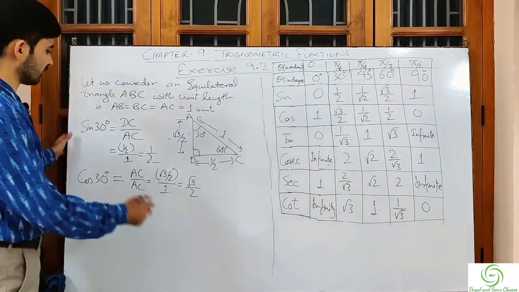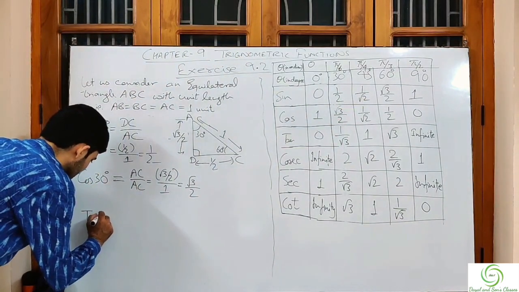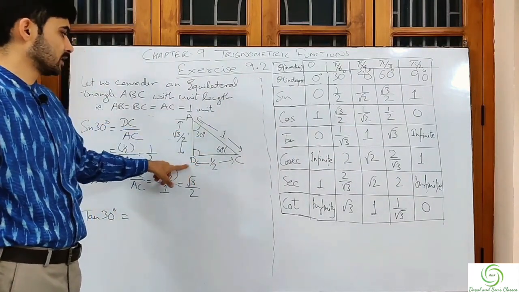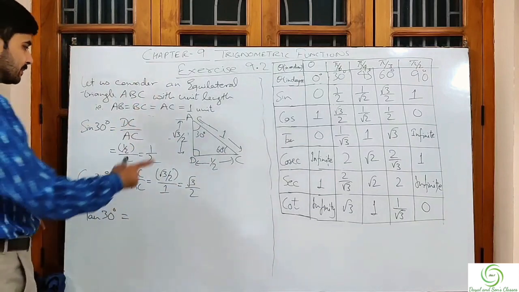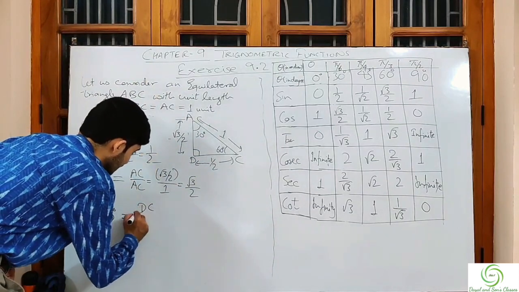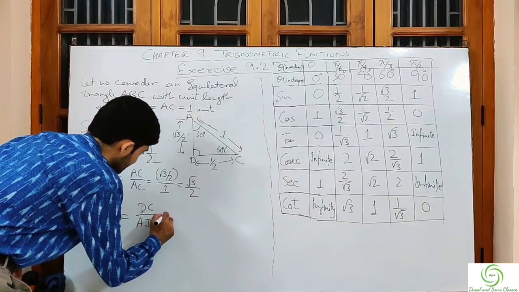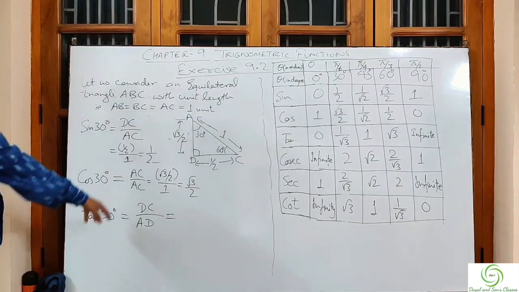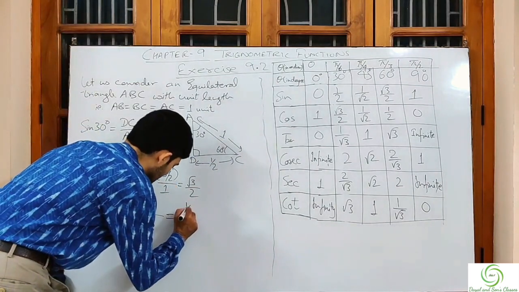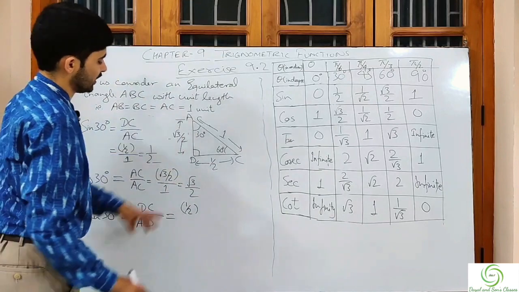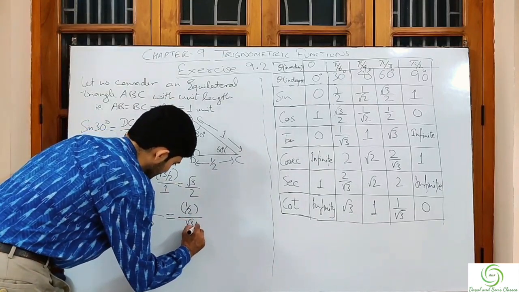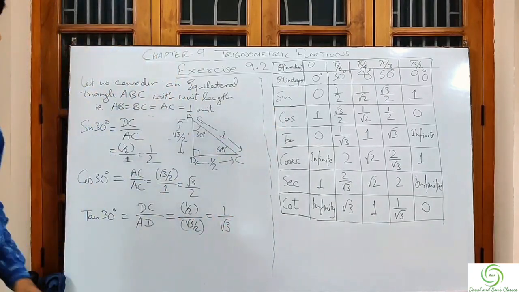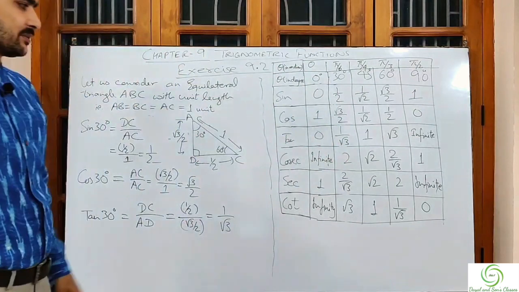Right? Now let us calculate tan 30 degree. Tan 30 is perpendicular upon base, perpendicular DC upon AD. Now for 30 degree the perpendicular is DC, so DC upon AD. DC is 1 by 2 and AD is root 3 by 2. This will give me 1 upon root 3. That's what we have got here. Tan of 30 degrees is 1 upon root 3.